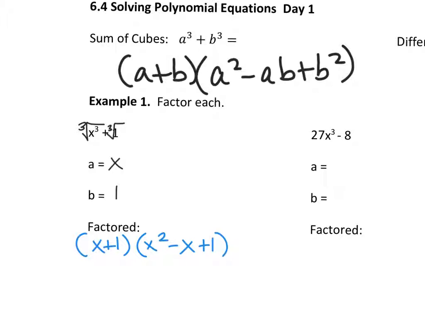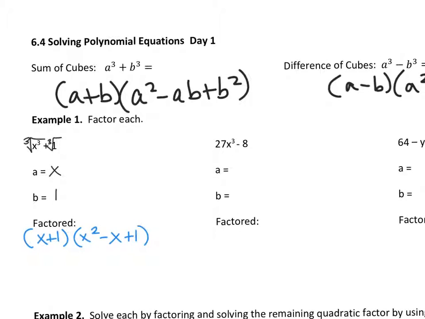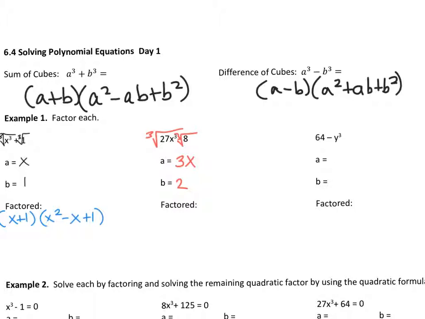For the second one, this is going to be a difference of cubes. I'm still going to take the cube root of the first term and let that be a. So that's going to be 3x, because the cube root of 27 is 3, and the cube root of x cubed is x. Then I take the cube root of 8, which is 2. This formula already accounts for the subtraction. See, there's a subtraction right here. So I'm just going to plug it into difference of cubes.